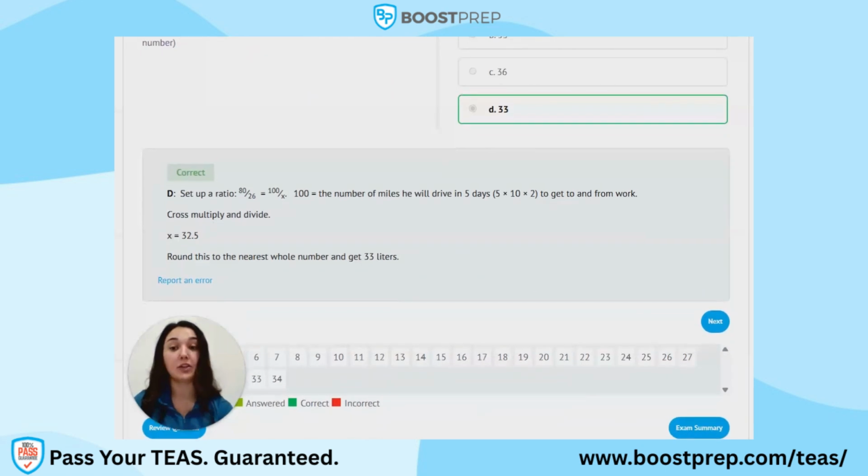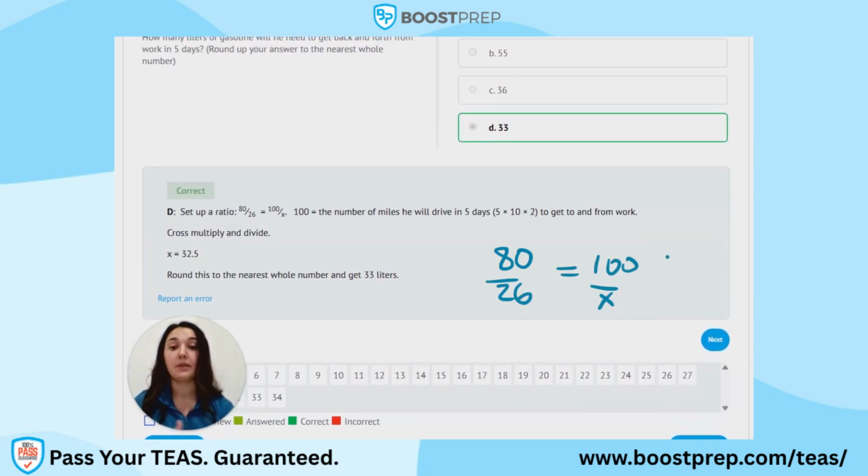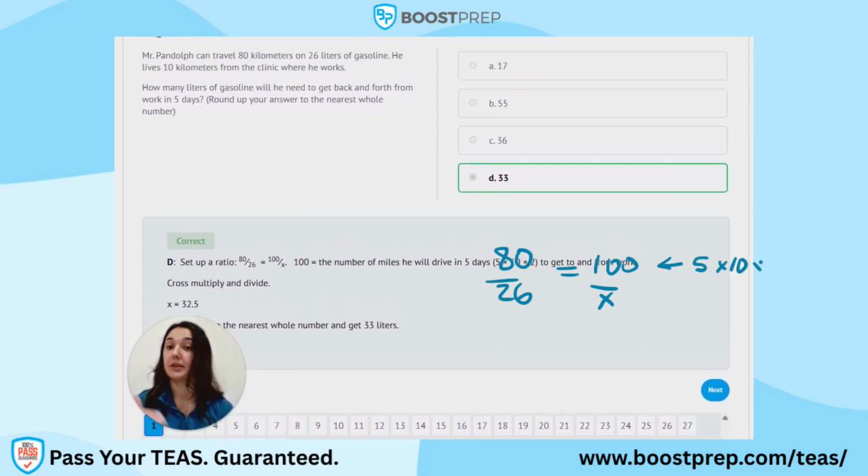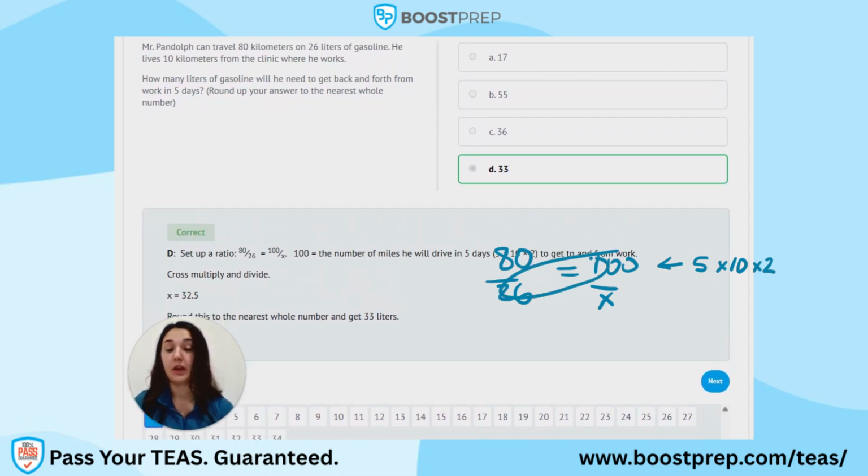The correct answer is D, 33. So in this problem, you want to set up a ratio. 80 over 26 equals 100 over x. 100 is the number of kilometers he will drive in 5 days. To get to that, you do 5 for 5 days times 10 for kilometers and times 2 because he's going back and forth to get to work.